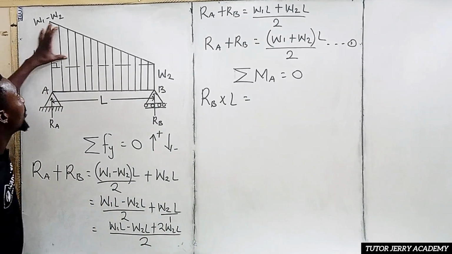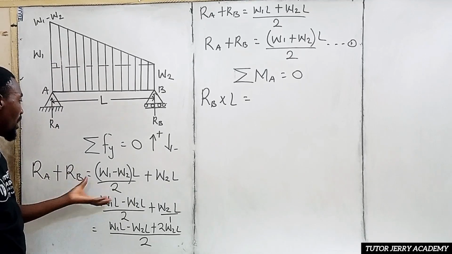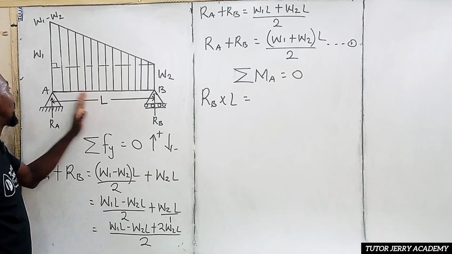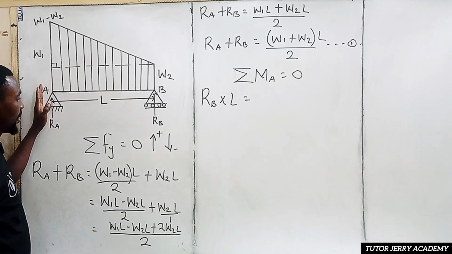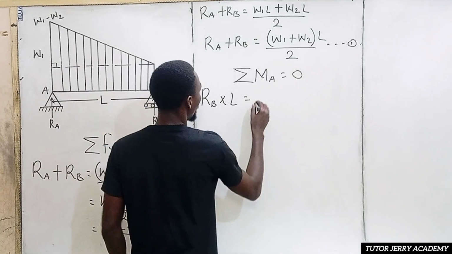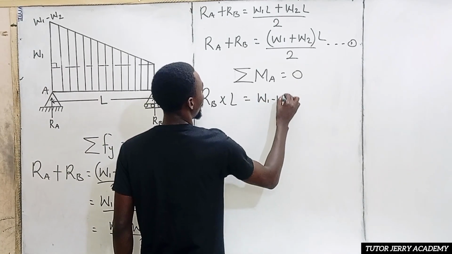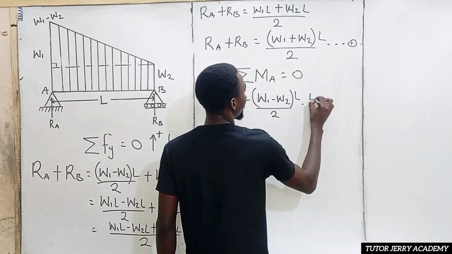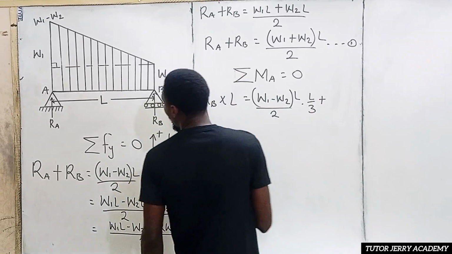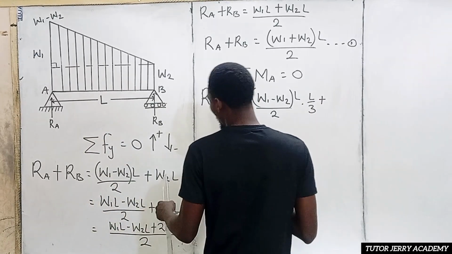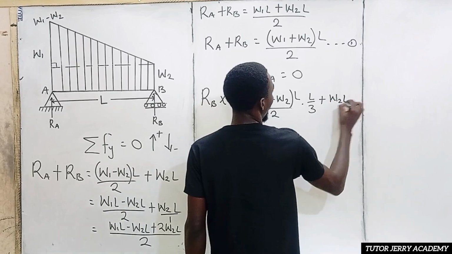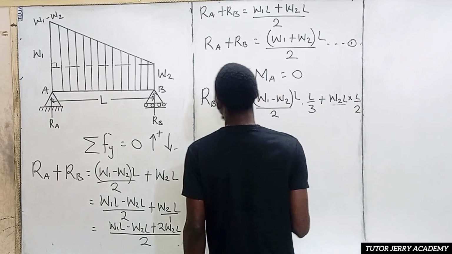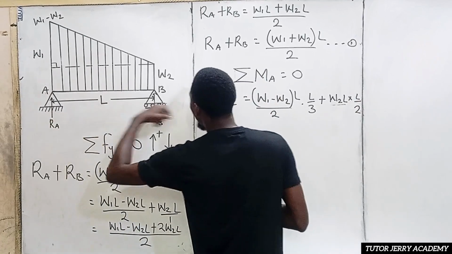So now here we have a varying load. When we convert that to a point load, we have this, right? And it's going to act at where? It's going to act at L over 3 away from what? Away from our A, right? So now this is going to be W1 minus W2 multiplied by L all over what? All over 2 multiplied by what? L over what? 3 plus, so when we convert our uniform distributed load to a point load, we have it to be what? W2L, which is going to be multiplied by what? L over 2. It's going to act at L over 2.